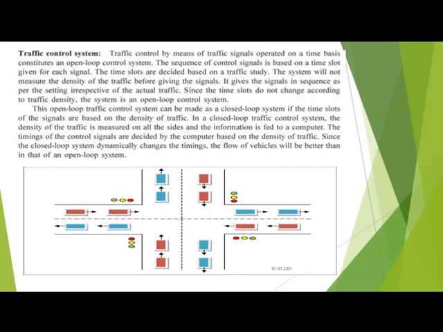Next is the traffic control system. It is also one of the closed loop systems. A traffic control system operating on the basis of time only is open loop. It is a sequence control system based on the time slot given for each signal. The time slot is decided based on a traffic study, and the system does not measure the density of the traffic. For example, take east and west, and north and south. If the density of traffic from the east is more, the slot does not change according to density because it is open loop.